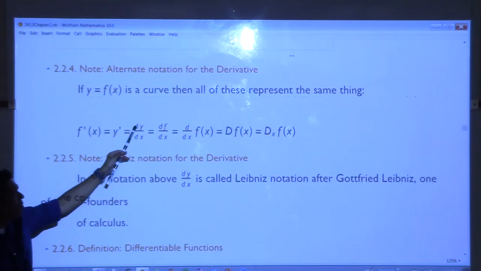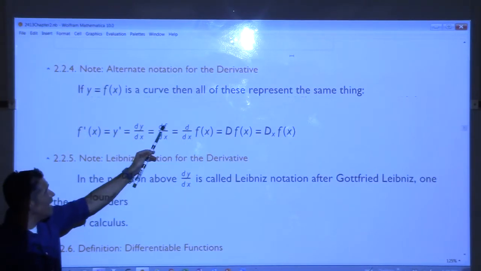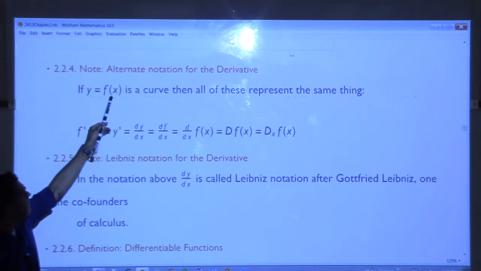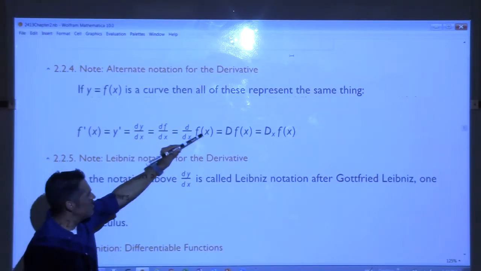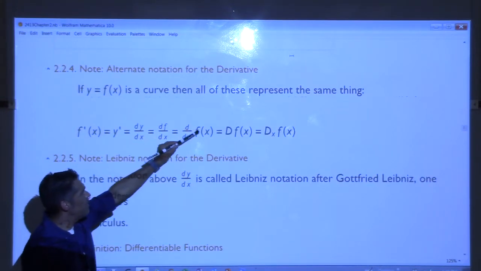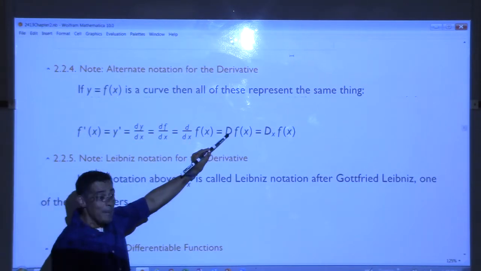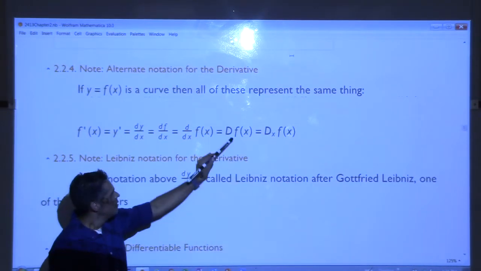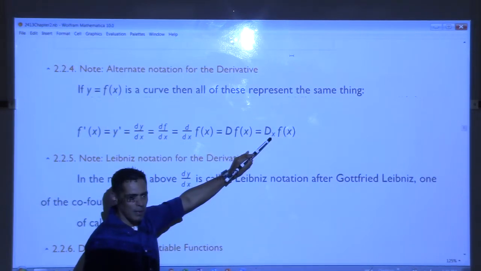If somebody writes dy dx, they mean go find the derivative. If they write df over dx, they mean go find the derivative of the function f. X is your input, like your independent variable. Or you'll see d dx of the function. So this just means take the derivative of the function f, treating x as your independent variable. This one, capital D of f of x, means take the derivative of f, right? And then this means take the derivative of f, treating x as your input variable.